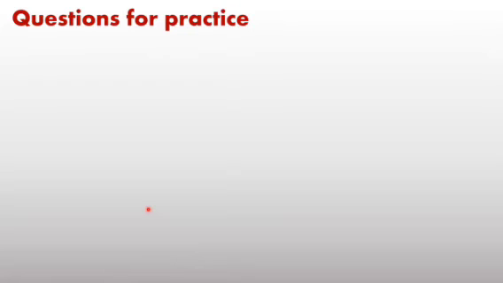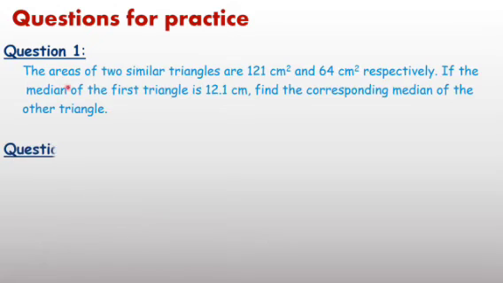Now, some questions for practice which you have to complete. First question: areas of two similar triangles are given as 121 cm square and 64 cm square. The median of the first triangle is given as 12.1. Find the corresponding median of the second triangle. Easily you can think, using result 1 you can solve it. The ratio of sides is the same as the ratio of medians. Then after that apply the areas of two similar triangles, and after that you can solve it.